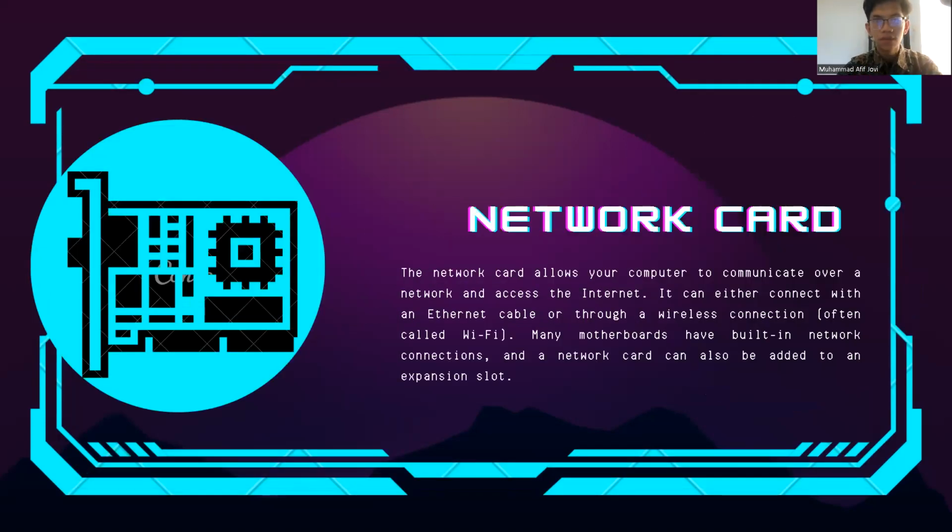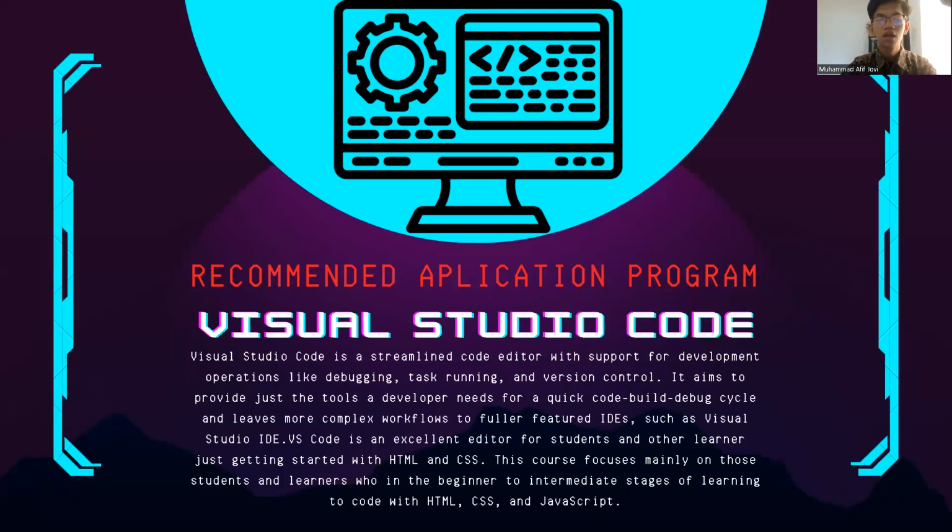Next, the network card. The network card allows your computer to communicate over a network and access the internet. It can either connect with an Ethernet cable or through a wireless connection, often called Wi-Fi. Many motherboards have built-in network connections, and a network card can also be added to an expansion slot.